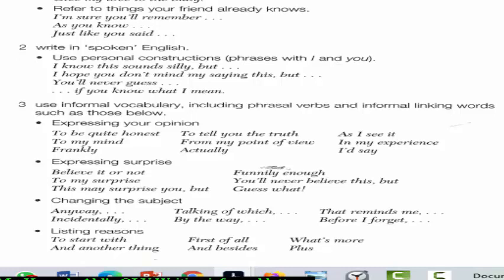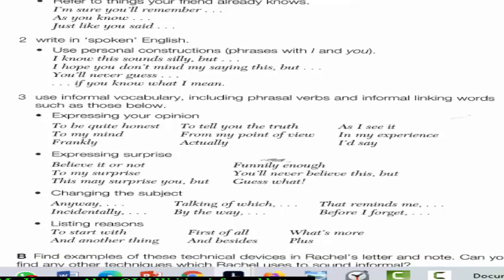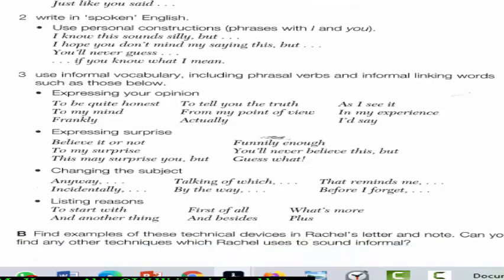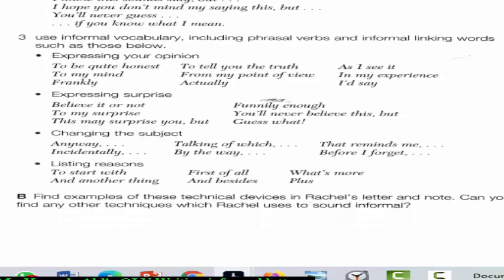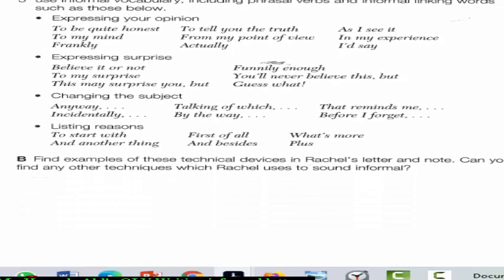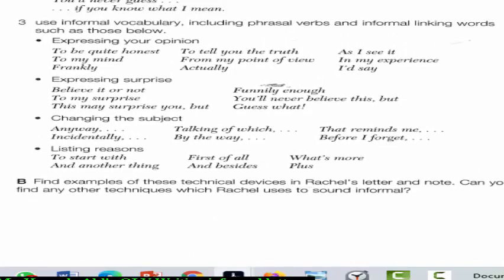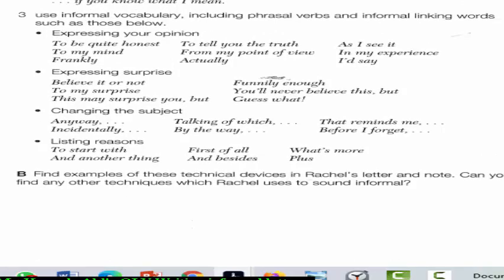Expressing surprise, you can express surprise in informal letters: believe it or not. Changing the subject: anyway, talking of which, that reminds me of something, incidentally, and so on. Listing reasons: to start with, first of all. So these are all examples of informal expressions, informal linking words or transitions to informally express your ideas. You can refer back to the letter that I showed you and find examples of these technical devices used there.